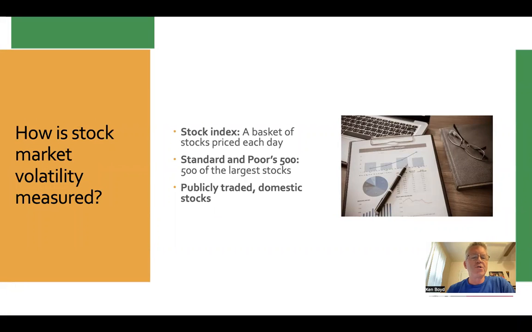So how do we measure stock market volatility? Well, the best way to do it is a stock index. And an index is a basket of stocks that are priced each day. The most popular is the Standard & Poor's 500, which is 500 of the largest stocks that trade in the market. It's names like Microsoft, IBM, etc. These are publicly traded, meaning that they are stocks that are owned by individual investors, and they are domestic stocks, meaning they're based in the US.